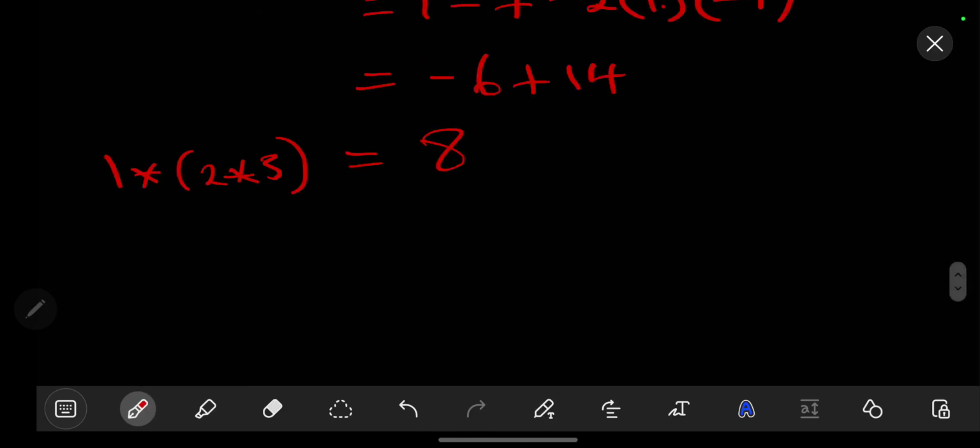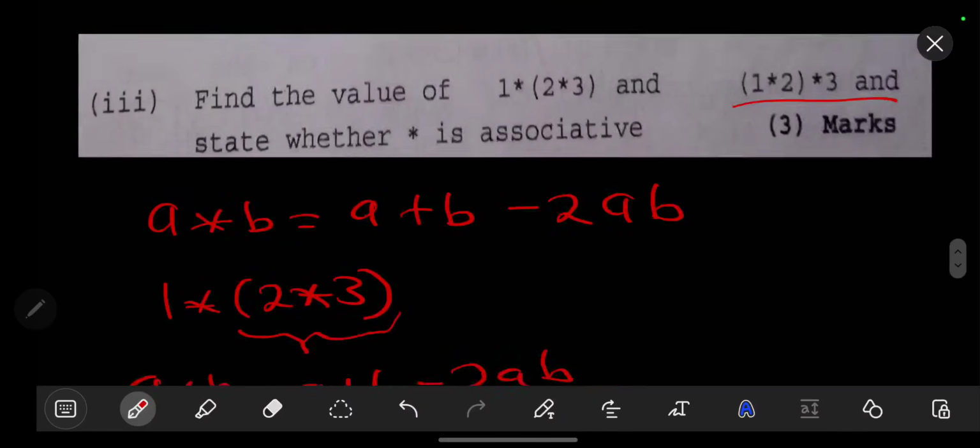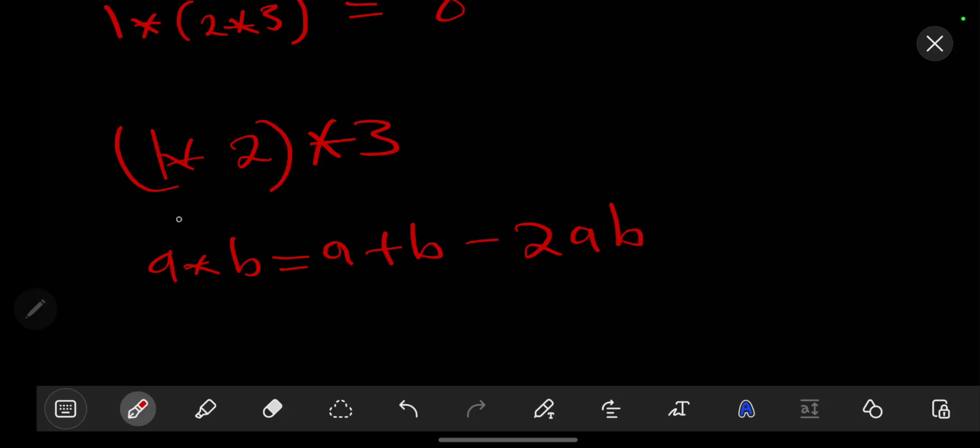Then we are going to now evaluate the value of 1 star of 2, then we have star of 3 as required. So the other part that is required. Knowing that our equation is A star of B should be equal to A plus B minus 2AB, let's first work out what is in the bracket.